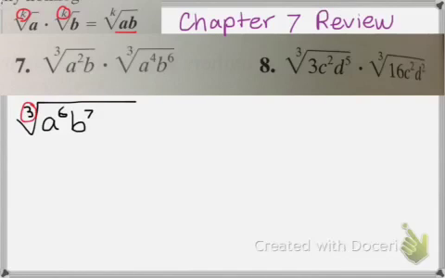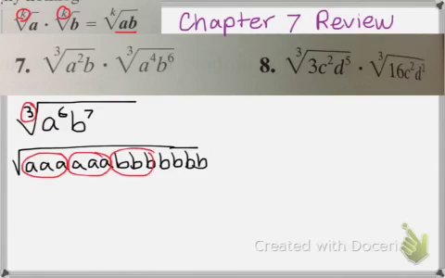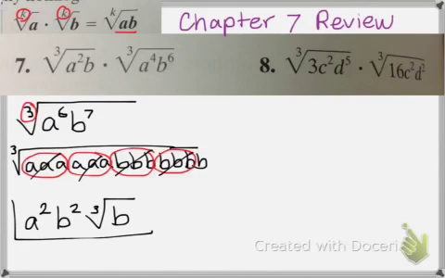So since my index is 3, I'm looking for groups of 3. This may be something you can do in your head, but I just want to show it out. Group of 3, group of 3, group of 3, group of 3. So a times a gives me a squared, b times b gives me b squared. And what I have left is cube root of b. Make sure you remember to write your index.